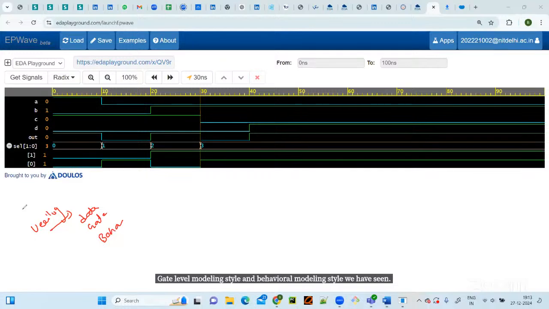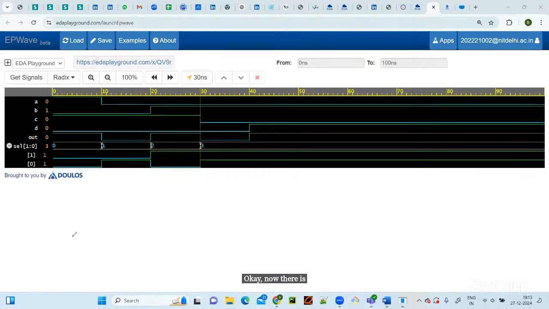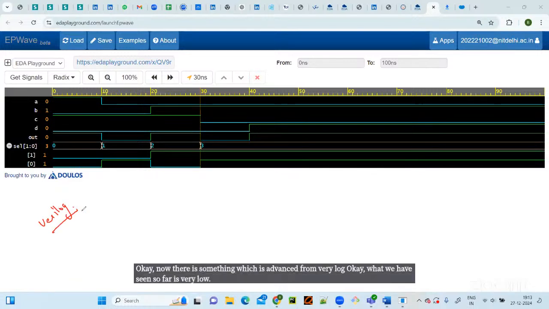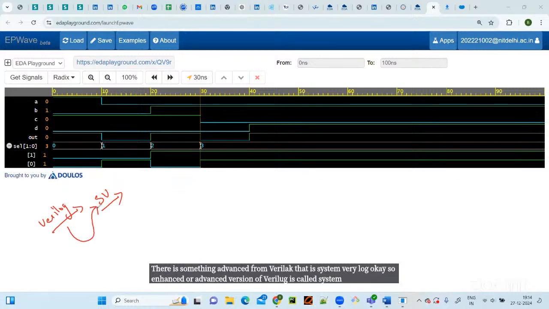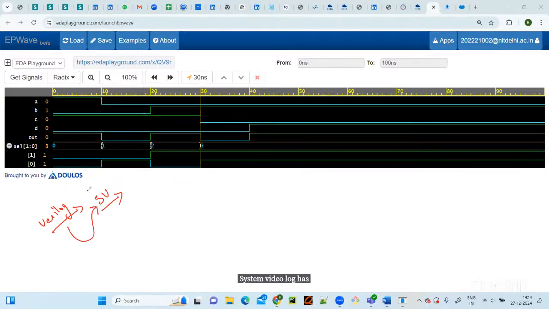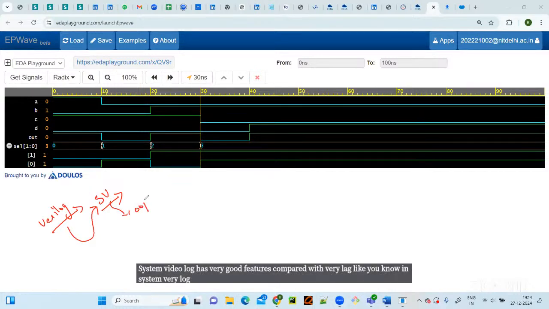Now there is something which is advanced from Verilog. What we have seen so far is Verilog. There is something advanced from Verilog, that is SystemVerilog. The enhanced or advanced version of Verilog is called SystemVerilog. SystemVerilog has very good features compared with Verilog. Like, in SystemVerilog, dynamic concepts come into the picture.